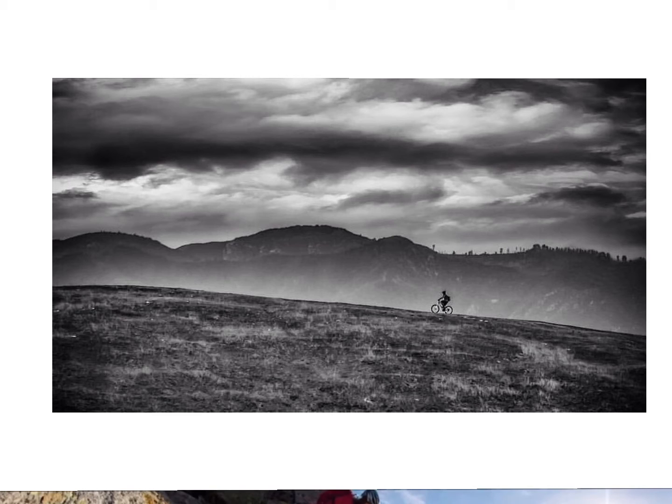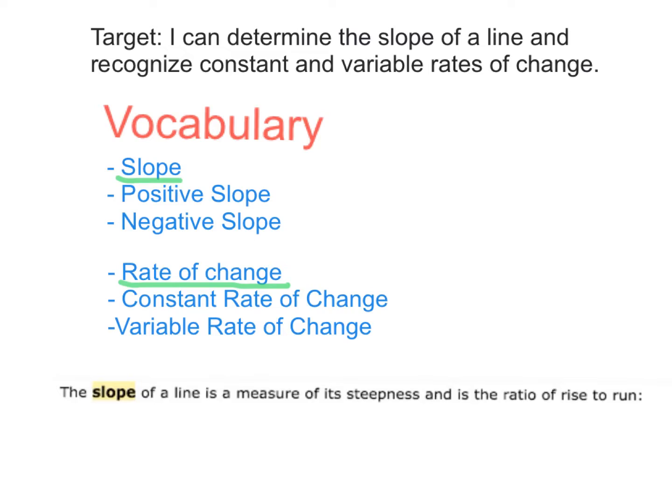In this chapter, we're going to learn about slope, or the steepness of a line on a coordinate plane. The target for this chapter is I can determine the slope of a line and recognize constant and variable rates of change. Some of the key vocabulary you'll see is a slope. Slope measures how steep a line is using the ratio of rise to run. And a slope can be positive or negative, but ultimately shows us a rate of change. And this rate can be constant or variable, and it can help us solve real-world problems.